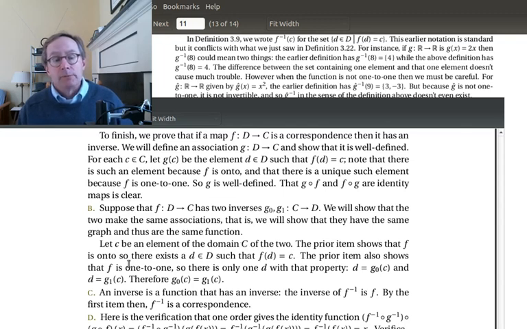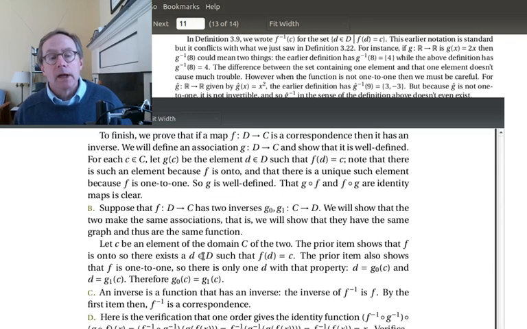The prior item shows that the function has to be a correspondence, so in particular it's onto. So there's a little d where f of d equals c, and f is 1-to-1, so there's only one such d. So that d has to be the output for g naught when you give it an input of c. There can only be one precisely because f is 1-to-1. So you get uniqueness.